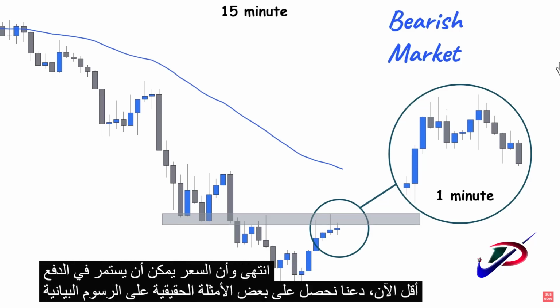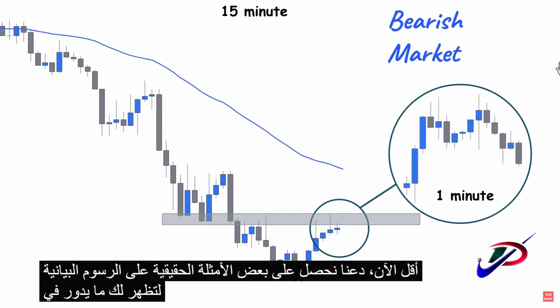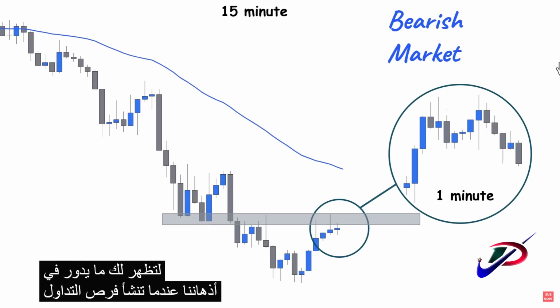Now, let's have some real chart examples to show you what goes through our minds when trading opportunities arise.